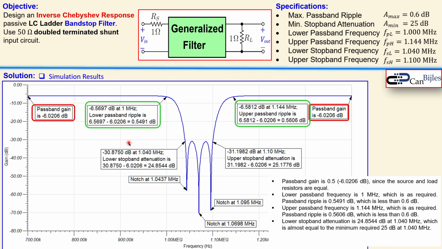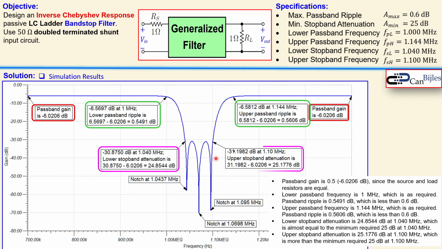The next one is the lower stop band attenuation. That is at this frequency, 1.04 megahertz. In this case, it is this value, which is minus 30.875 dB. From the baseline, you go down by 24.85 dB, which is not quite 25, but it is close. So in this case, you see that the design is a little bit off for the lower one. For the upper one, you can see that it is sufficient, approximately 25.18. If you would like to improve this, you can go to a higher order, but in practical cases this is sufficient.